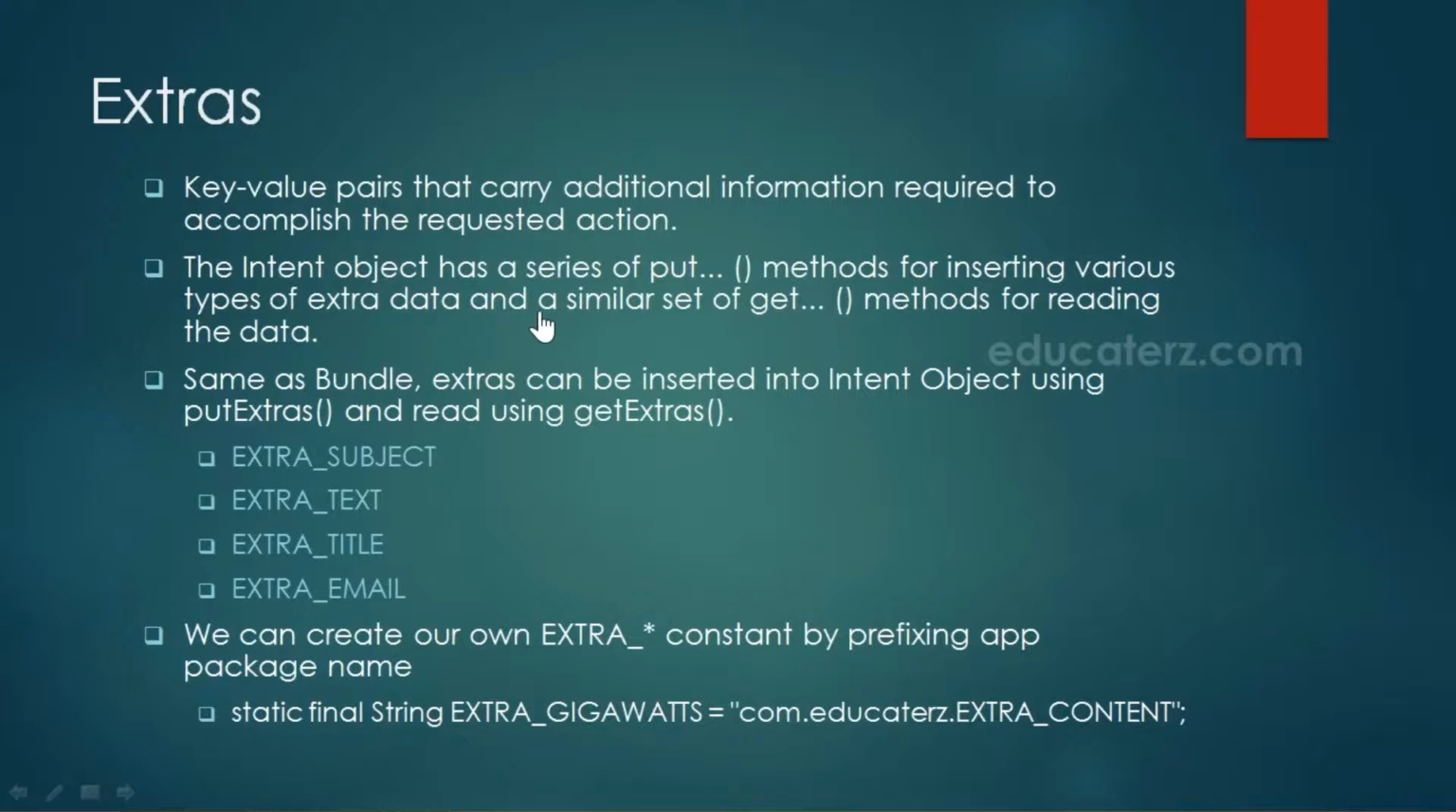An intent object has a series of put methods for inserting the extra data, and a similar set of get methods to read the data. Same as a bundle, extras can also be inserted into an intent object using the putExtras method, and you can read them through the getExtras method. Examples are EXTRA_SUBJECT, EXTRA_TEXT, EXTRA_TITLE, EXTRA_EMAIL. The same way, you can create your own extras also.